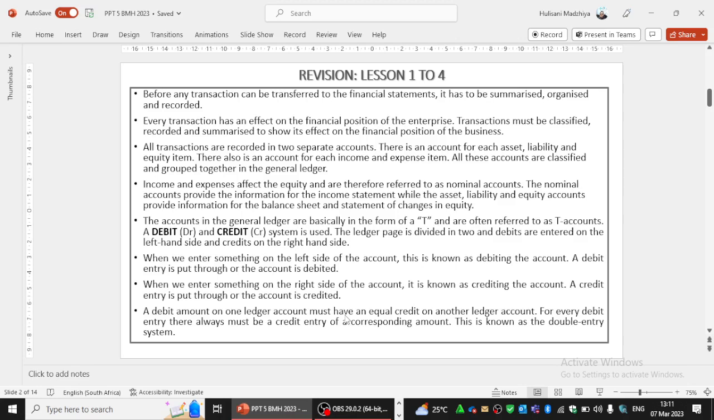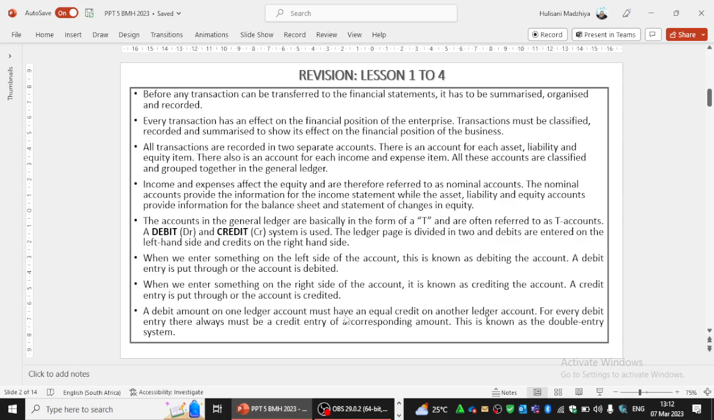Some of those effects are that a transaction might increase both the assets side and the liability and equity side, or might only increase one side, which is the equity side or liability side, or might only decrease the asset side alone, or it might decrease one side as well as increase the other.